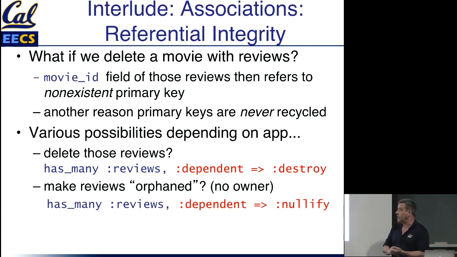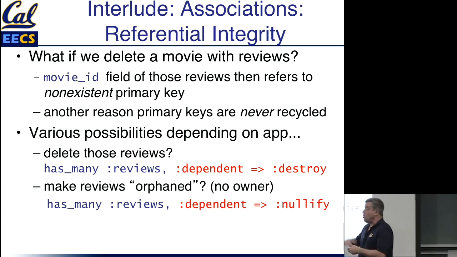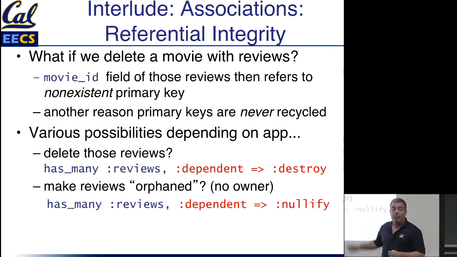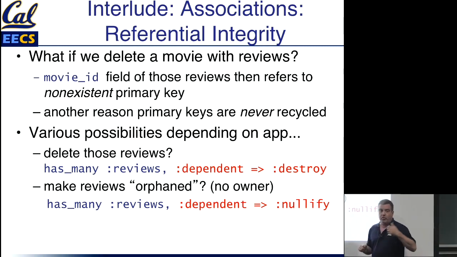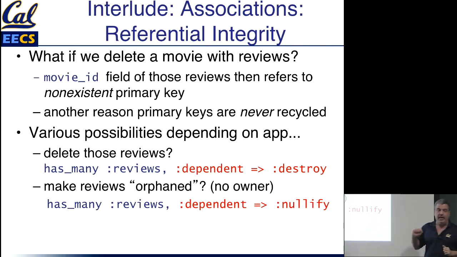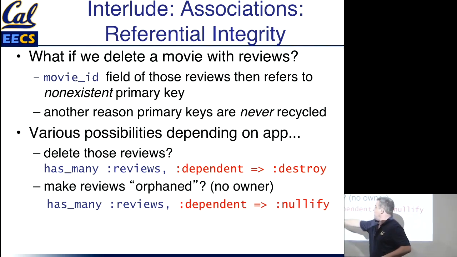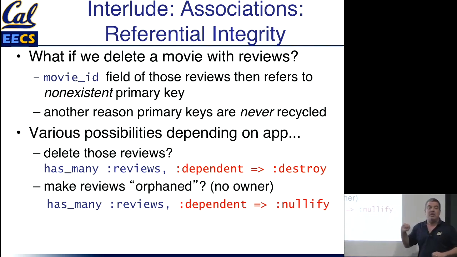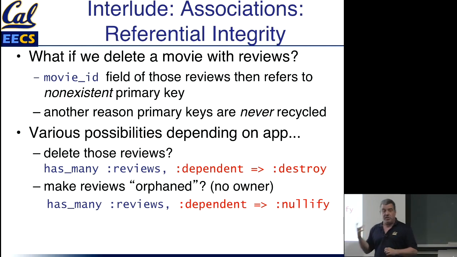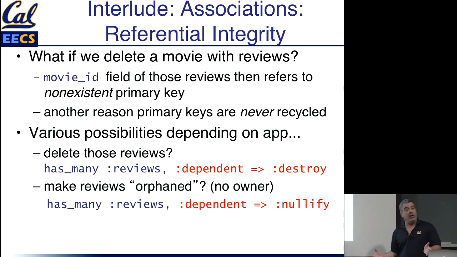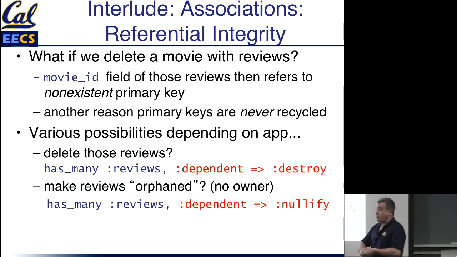That's one possibility. Or perhaps you want to keep those reviews around, but you want to avoid having the review try to dereference its owning movie and getting an error. In that case, you can add dependent nullify, which basically means when a movie is deleted, any reviews that have that movie's ID will have those keys nilled out. So you can still access the review, but if you say review.movie, you'll just get back nil, not an error, right? So the correct behavior depends on the app.